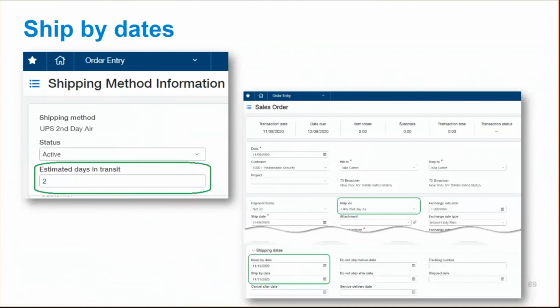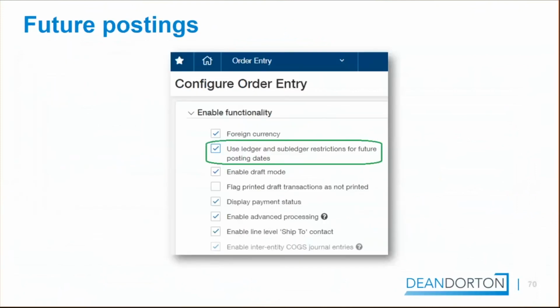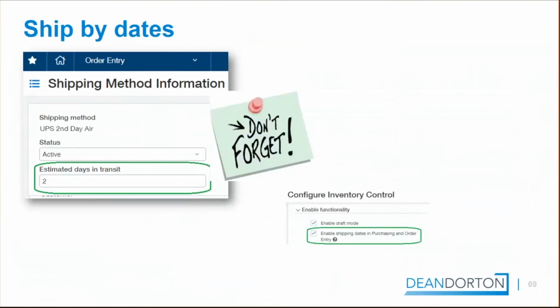We also have ship by dates in order entries, so now we can put in the estimated days in transit for an item, and then it's going to help to populate what the shipping dates, need by date, ship by date, and so forth are on our order entry transactions. Don't forget to make sure that you select enable shipping dates in purchasing and order entry.